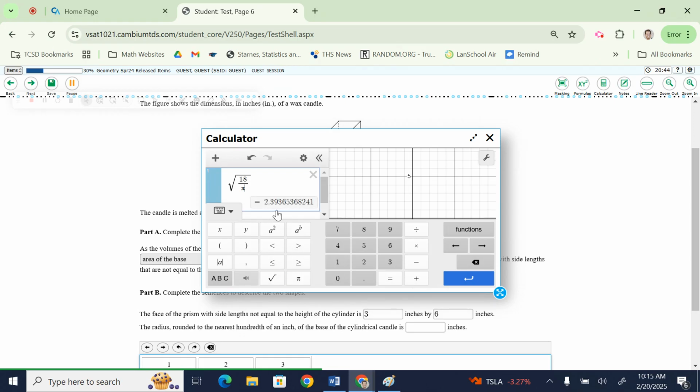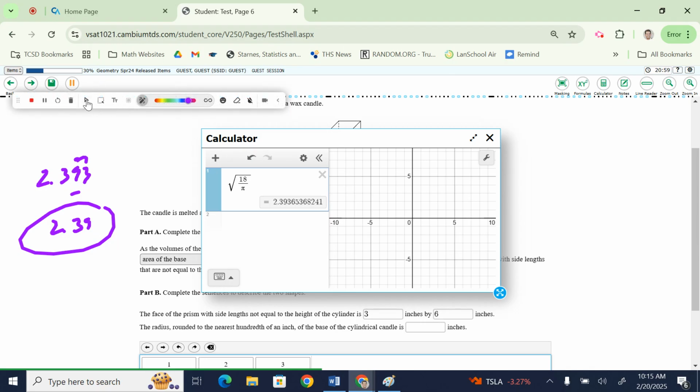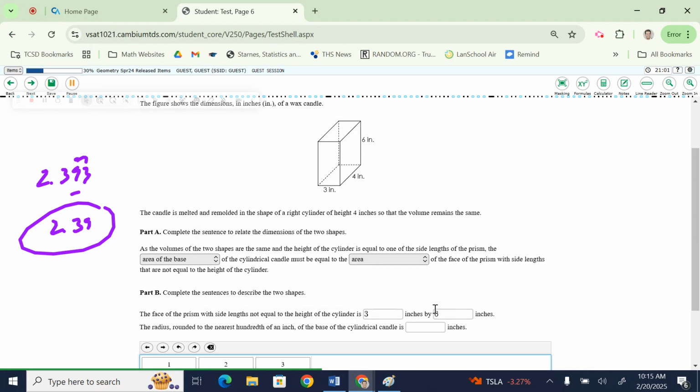And we get 2.393. So again, if we round to the nearest hundredth, 2.393, the 9 stays the same because the 3 doesn't change. So our answer is 2.39, and that would be the length of our radius, 2.39.